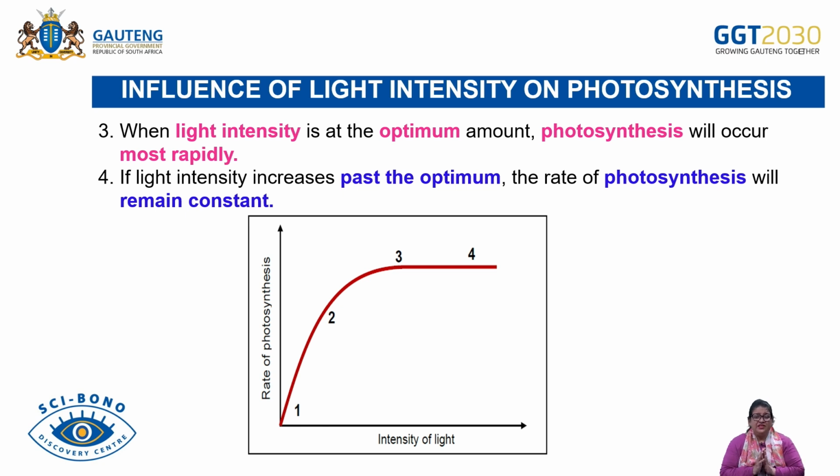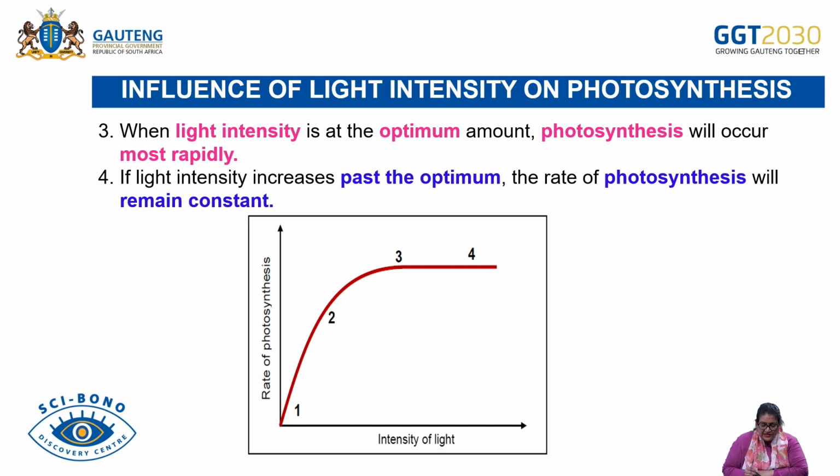So therefore, even the plant, the chloroplast needs only a certain amount, the highest light intensity at a certain amount. Anything more than that, it will not increase the rate of photosynthesis. It will just stop there at its maximum, which we call optimum. So when light intensity is at its optimum, the photosynthesis will occur most rapidly. If the light intensity increases past the optimum, as I was saying, the rate of photosynthesis will remain constant.